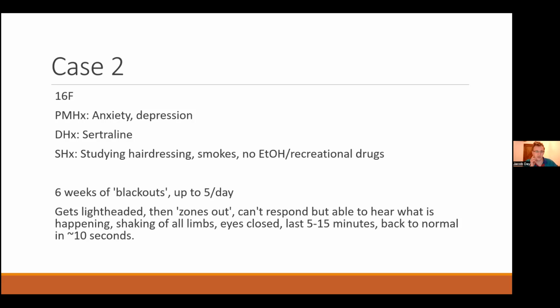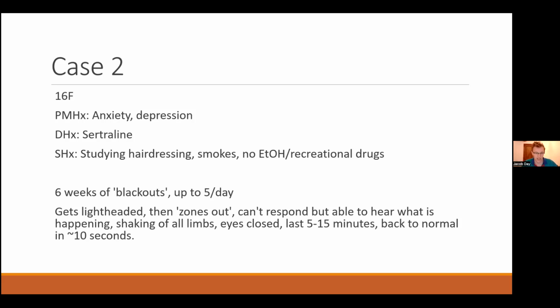Someone I saw in our first fit clinic a few weeks ago. A 16-year-old girl came in with her mum. Background of anxiety and depression, was under the CAMHS team, so the Child and Adolescent Mental Health team, and was on sertraline, studying hairdressing at a local college. And she described about 6 weeks of blackouts.